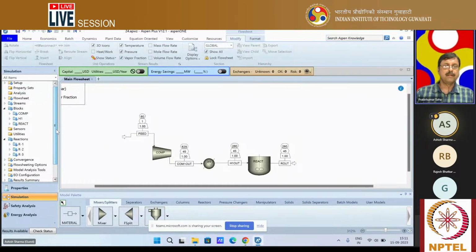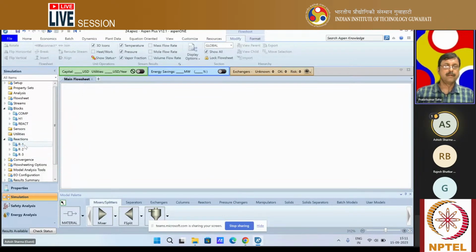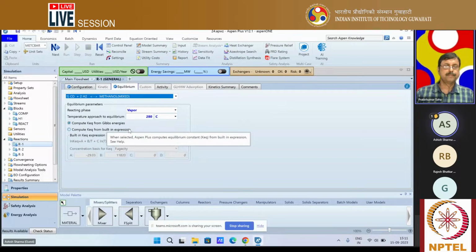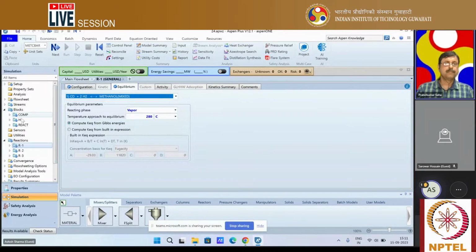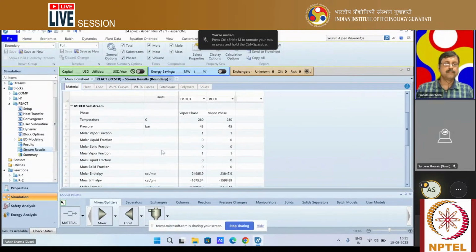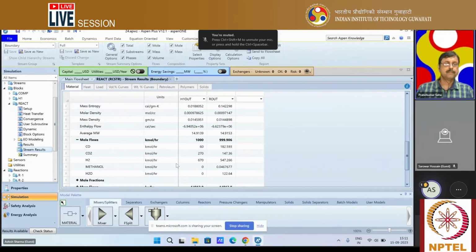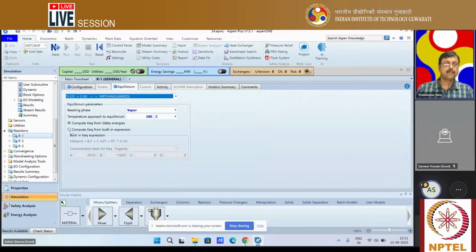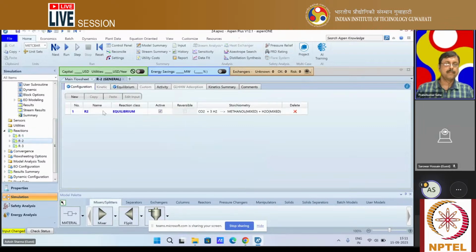Here in the reactions, when I took compute K equivalent from Gibbs energies, there is no error message. And in the stream results, we have a very low production of methanol. So after that, I'm giving this compute K equilibrium from built-in expression, and I take this for all the reactions.